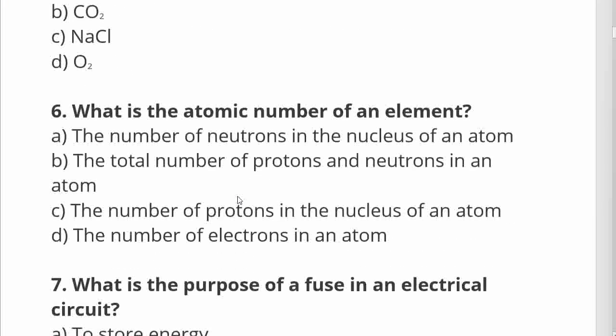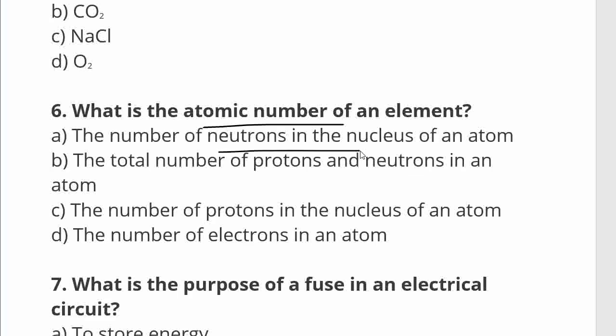Now, the next question. What is the atomic number of an element? Options are A. The number of neutrons in the nucleus of an atom. Option B. The total number of protons and neutrons in an atom. Option C. The number of protons in the nucleus of an atom. And option D. The number of electrons in an atom.